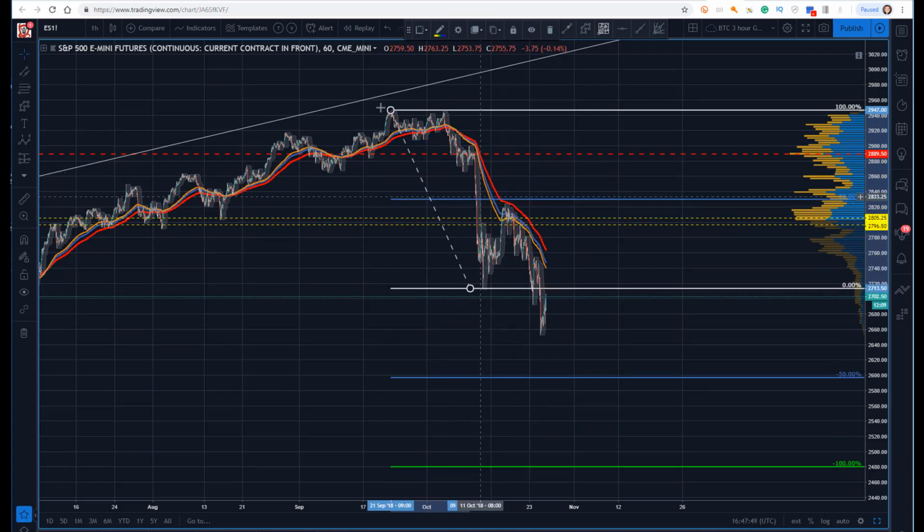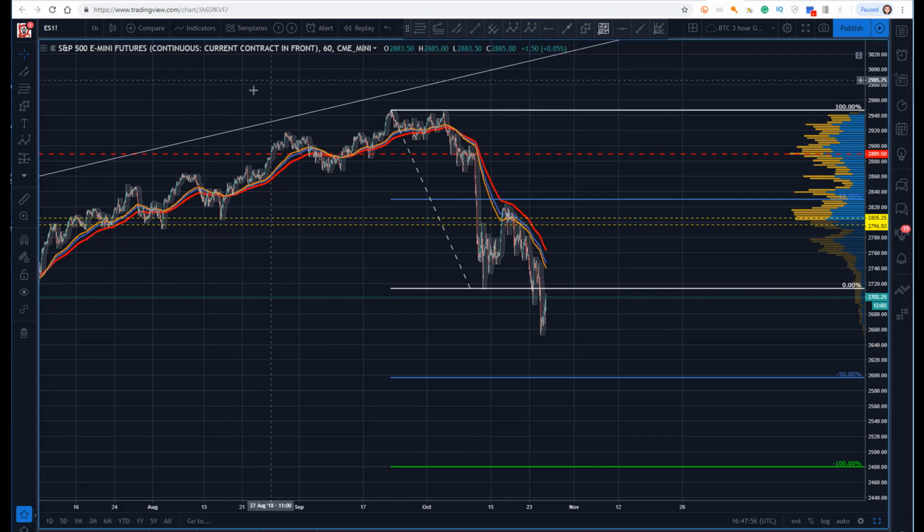So the fact that I've got the 50 here and I get that reaction suggests to me that this is now a good range for the market. So anticipating where we might be going, well, there's a couple things that we could do.